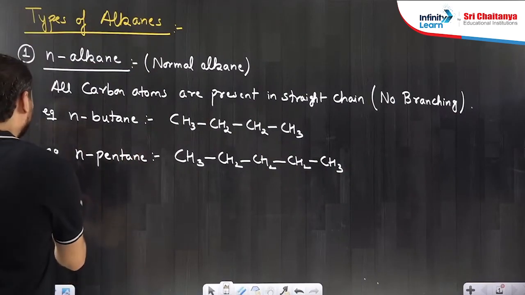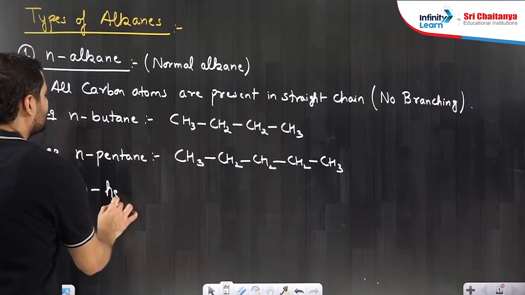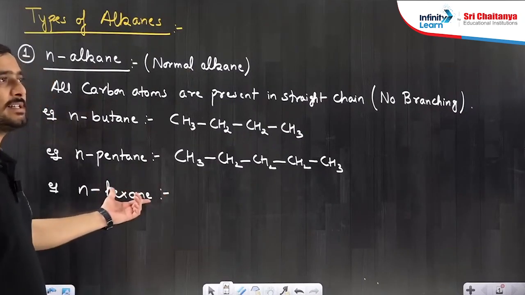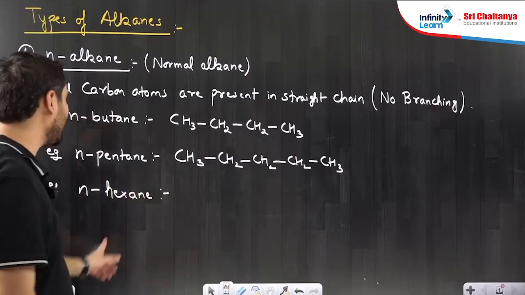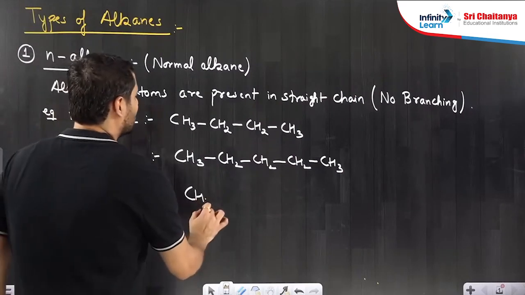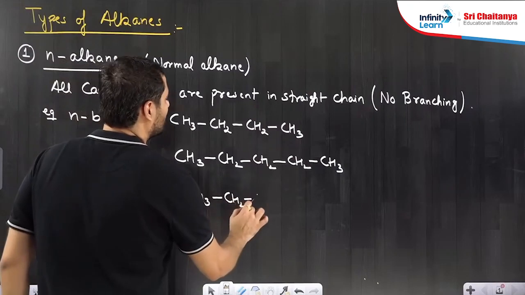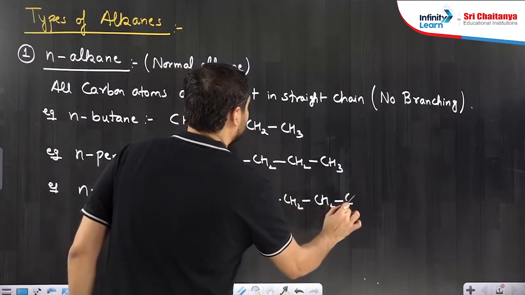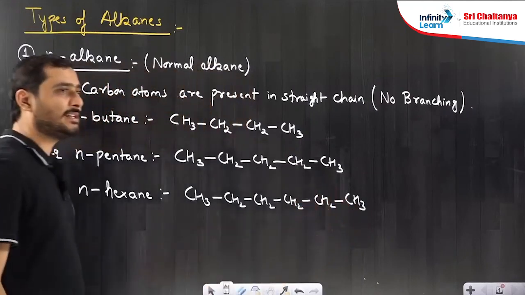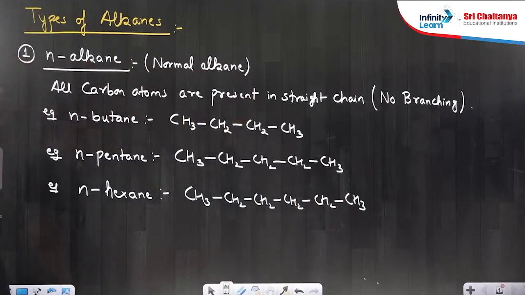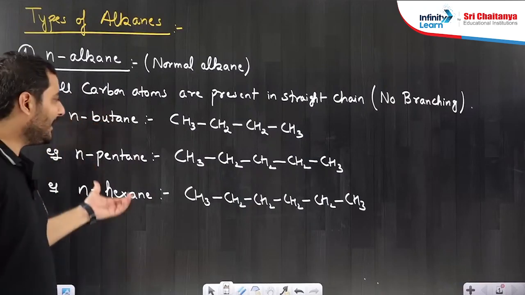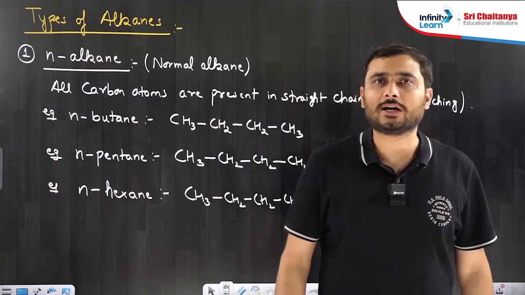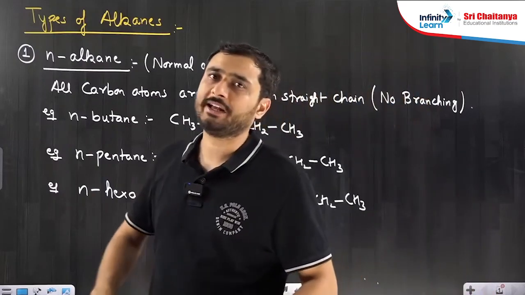Okay? And if we write normal hexane, hexane means how many carbon atoms are present? 6 carbon atoms we have to write in a straight chain. So what is the structure? CH3, CH2, CH2, CH2, CH2 and CH3. Total how many carbon atoms are present? 6 carbon atoms are present. Very good. So if we write any normal alkane, what is the condition? That all carbon atoms should be present in the parent chain.